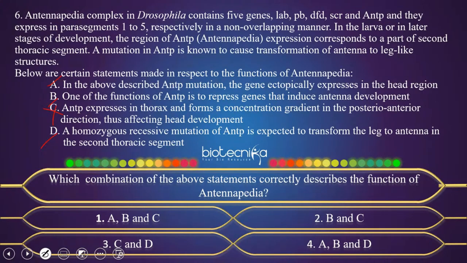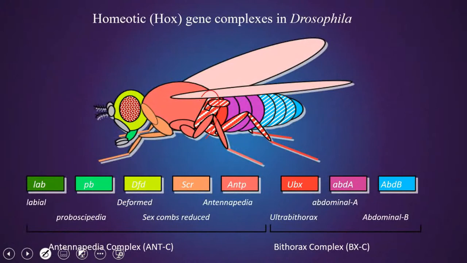Because see, this is correct. In the above described function, Antennapedia mutation. There are two types of mutation. Remember, gain of function and loss of function. So gain of function will do what? Here it was supposed to express in the thorax, right? Antennapedia. But along with that, it will also be expressed in the head. That is gain of function. That type of expression is called ectopic. It is ectopically expressed elsewhere.